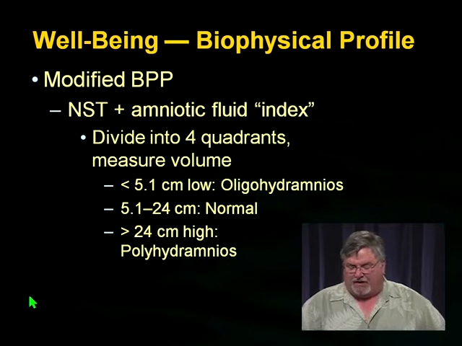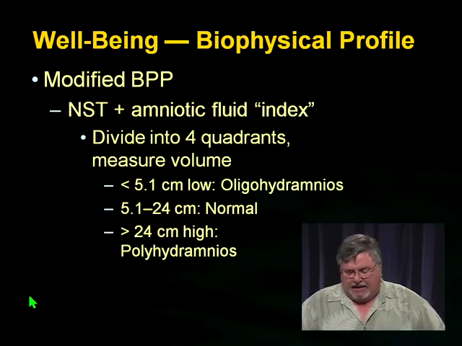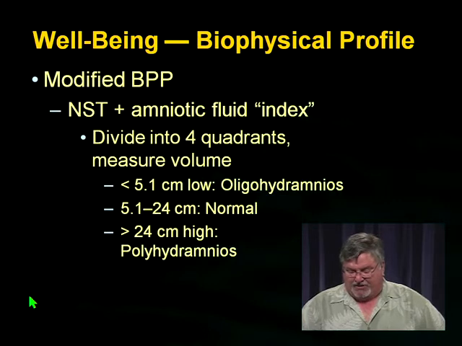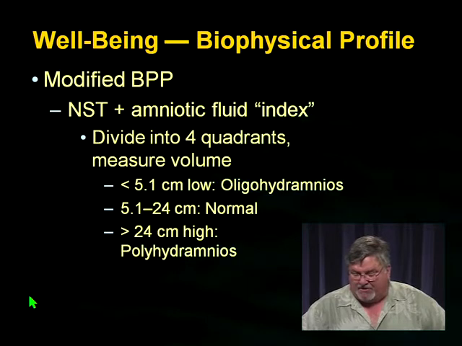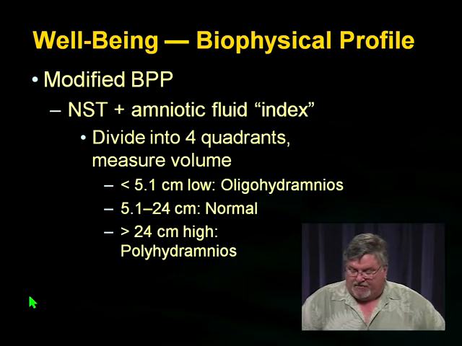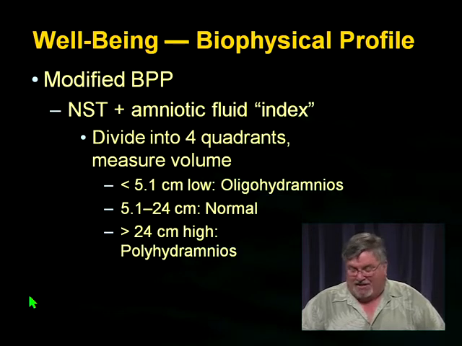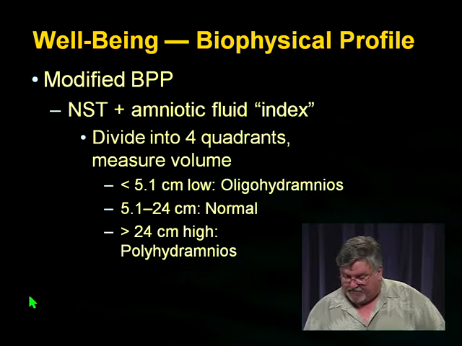Modified biophysical profile, you should look at this and think lazy. You divide the amniotic fluid chamber into 4 quadrants and measure volume. And what you're looking for is those kind of numbers. So if you're less than a total of 5 centimeters of detectable pockets of amniotic fluid, you got oligo. Between 5 and 24, that tells you there's a lot of variability. It's normal, and greater than 24 centimeters generally indicates polyhydramnios. So that amniotic fluid index plus a normal stress test is a modified biophysical profile.